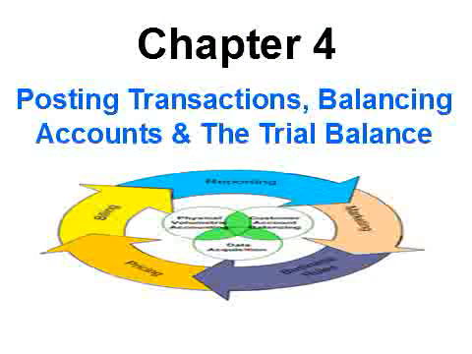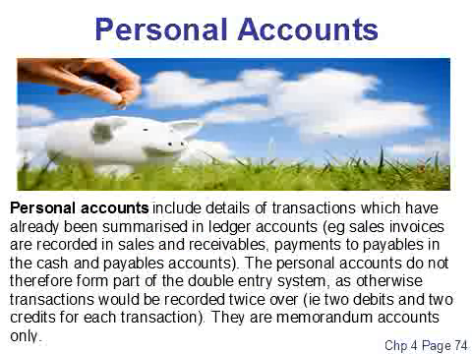Posting transactions, balancing accounts and the trial balance. Personal accounts. Personal accounts include details of transactions which have already been summarized in ledger accounts, e.g. sales invoices are recorded in sales and receivables, payments to payables in the cash and payables accounts. The personal accounts do not therefore form part of the double entry system, as otherwise transactions would be recorded twice over, i.e. 2 debits and 2 credits for each transaction. They are memorandum accounts only.